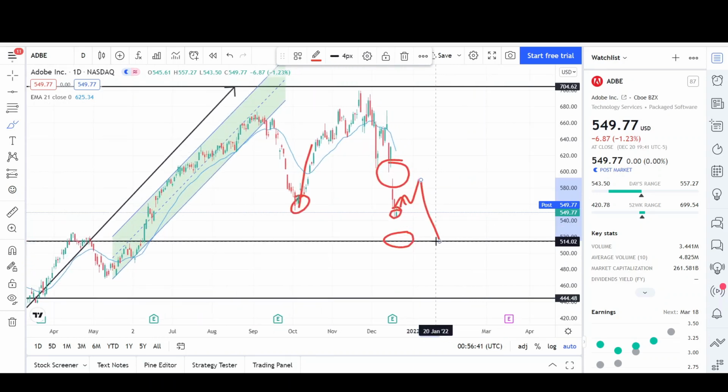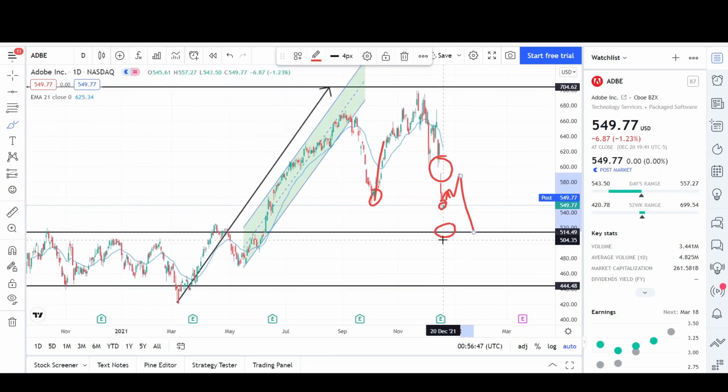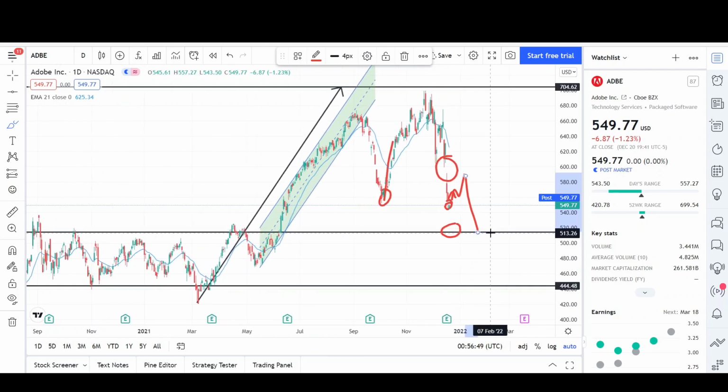But I think there's a high probability that they want to pull back to this level just because of the technicals and the overall bias of the market. So let's go ahead and take a look at the weekly chart to wrap it all up.